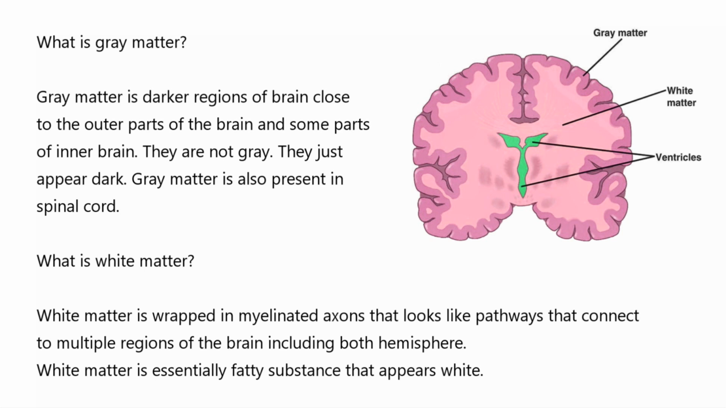What is white matter? White matter is wrapped in myelinated axons that looks like pathways that connect to multiple regions of the brain including both hemispheres. White matter is essentially fatty substance that appears white.